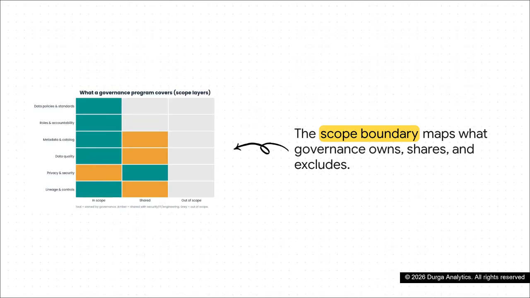First, what you explicitly own, things like data policies, roles, metadata, and data quality rules. Second, what you share, responsibilities like privacy, security, and lineage, which you handle alongside your legal or engineering teams. And third, what governance strictly excludes. You absolutely do not build physical infrastructure, run the network, or write application code. You set the rules, you do not run the pipes.